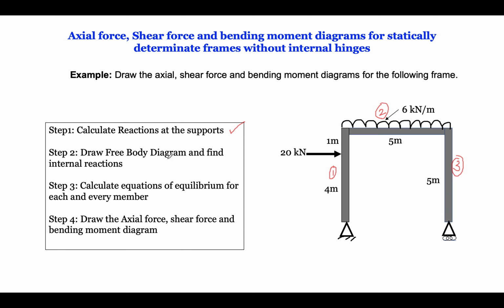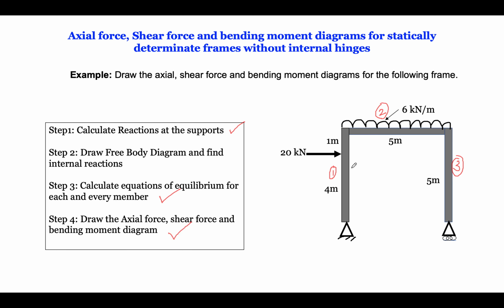Once we do that, we will write the equations of equilibrium for each and every member. The equilibrium equations are summation of forces in the x direction, summation of forces in the y direction, and summation of moments. Once we solve those, we get all the required forces for each member. Once we get those forces, we will plot them, so we arrive at step number 4.